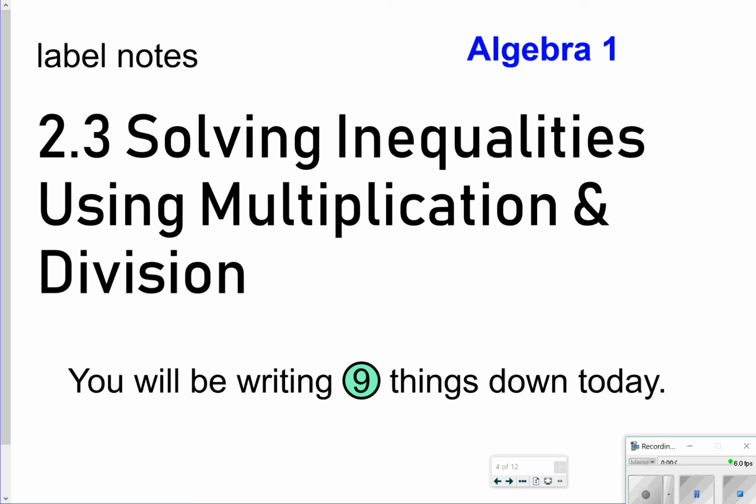Today's notes are going to be 2.3, Solving Inequalities Using Multiplication and Division. Again, very similar to when we learned how to solve equations using multiplication and division. There's just one new thing that we're going to be learning today. Today's notes are going to have 9 things to write down, so let's go ahead and get started.